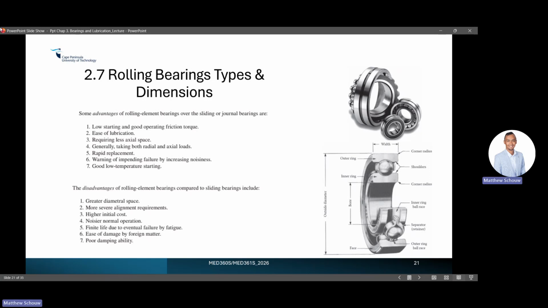Some disadvantages are greater diametrical space, more space. Also, there are alignment issues that cost more, some noise in operation, the finite life, eventual due to fatigue, and ease of damage by foreign matter, and poor damping ability. So if you remember when I showed you that article of the wind turbine bearing failure, maybe I should just quickly look at that. Just want to open the chapter.